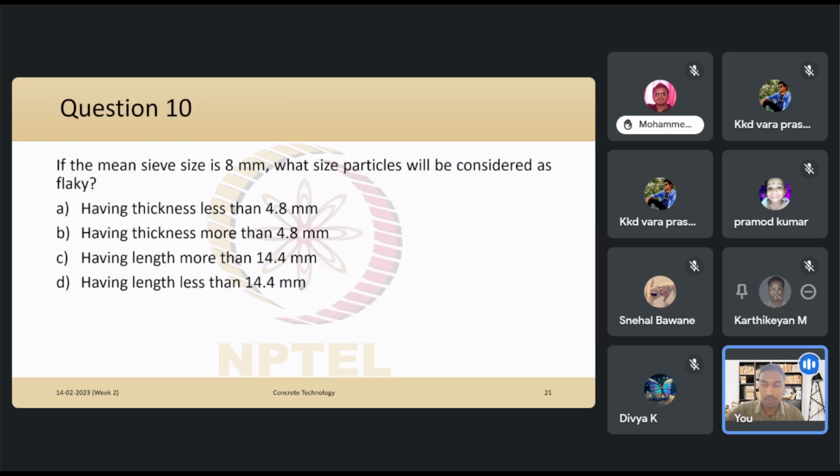Okay, so moving on to question number 10. Similar to what we saw earlier, but here we are talking about flaky particles instead of elongated. If the mean sieve size is 8 mm, what is the particle size that will be considered as flaky? The same options as earlier: thickness less than 4.8 mm, thickness more than 4.8 mm, length more than 14.4 mm, and length less than 14.4 mm. So what's the criteria to say that a particle is flaky or not?